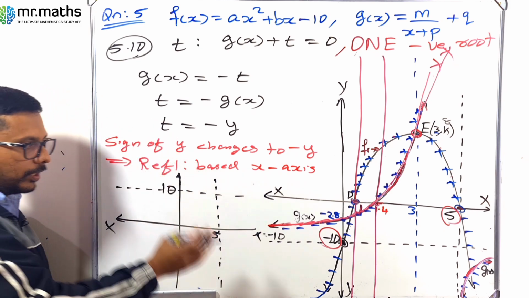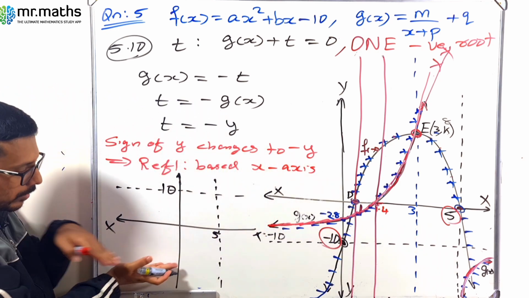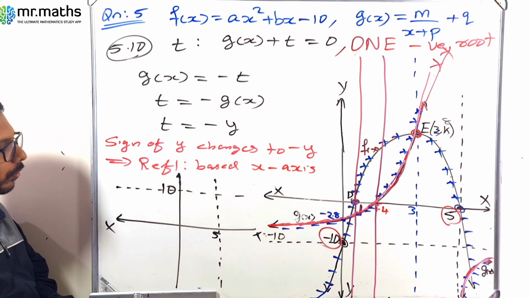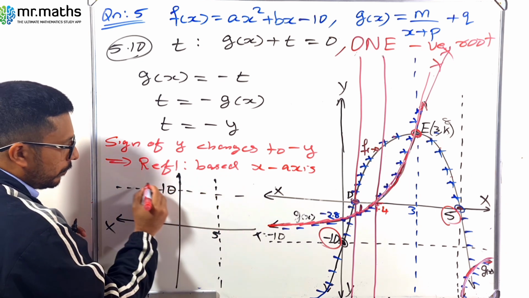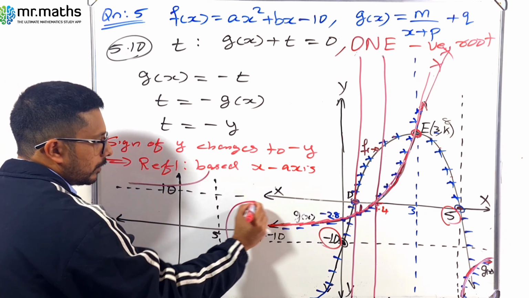Try to understand. This horizontal asymptote minus 10 will jump from this minus 10 to this side, positive 10. And now the new graph is here. Based on the asymptote we have to draw. Now the new graph is like this.